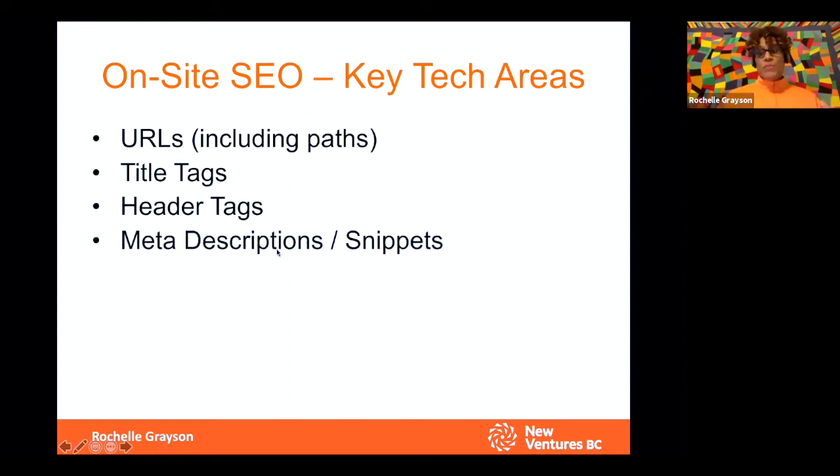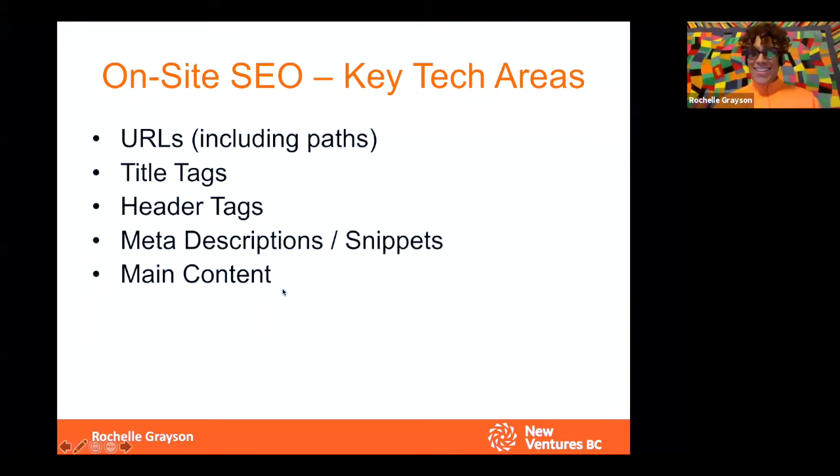Then meta descriptions and snippets. So meta descriptions are often that, I'm going to show you an example on the next slide, but it is sort of that description that you often see on the Google search that describes what the web page is about. So check your meta descriptions and make sure that you have something there that has the keywords that you want.